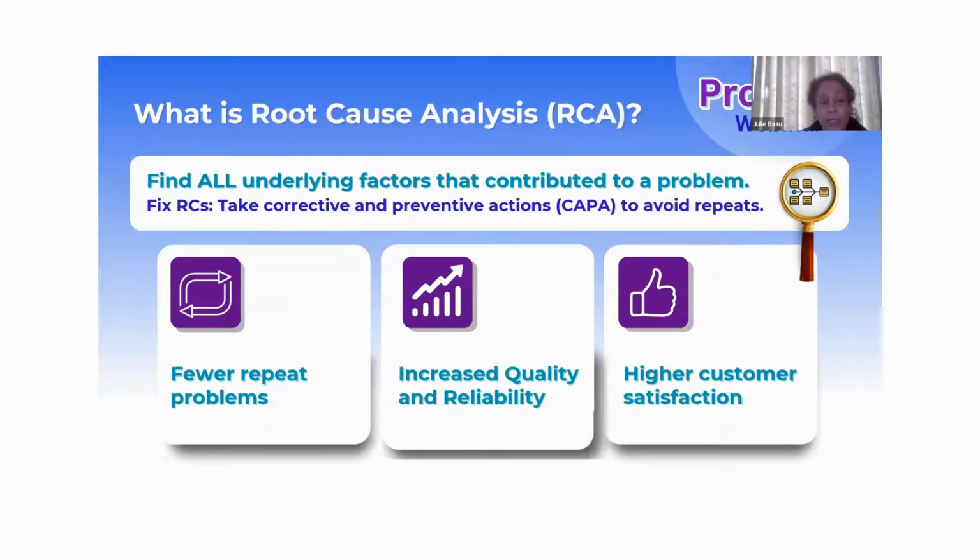So briefly, what is root cause analysis? The goal is to find all underlying factors that contributed to a problem. Notice the all. It's not just I find the first one and stop. The idea is to do an in-depth investigation of the entire space. And of course, ultimately to fix the root causes, notice the plurals, there may be more than one, and then take corrective and preventive actions, which goes by the shorthand CAPA in the Six Sigma, Lean Six Sigma world, so that we can avoid repeats. Fewer repeat problems, increase quality and reliability, higher customer satisfaction.